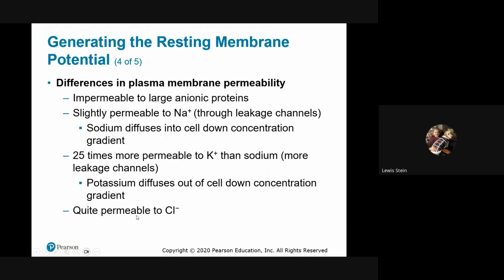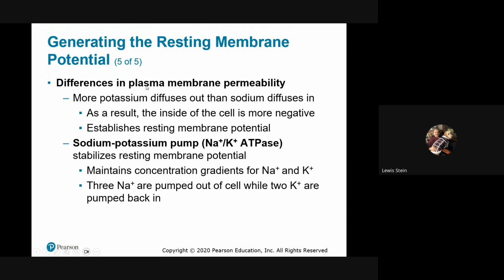And chloride's interesting. We're really going to get into chloride channels. Chloride channels are very, very significant. For instance, I talked about alcohol. That involves chloride channels. So, differences in plasma membrane permeability.